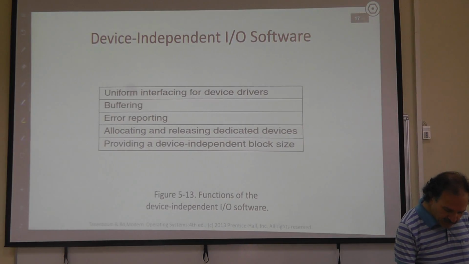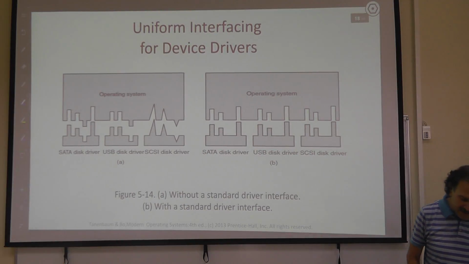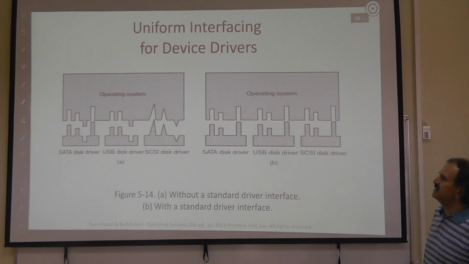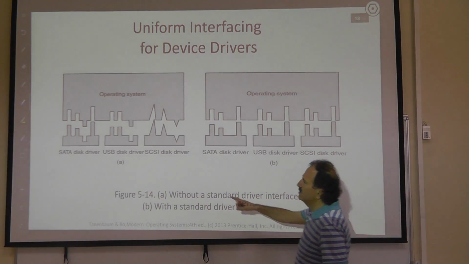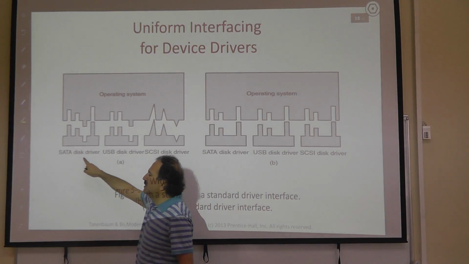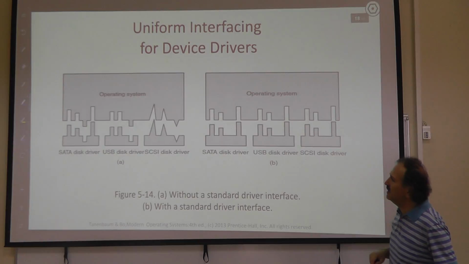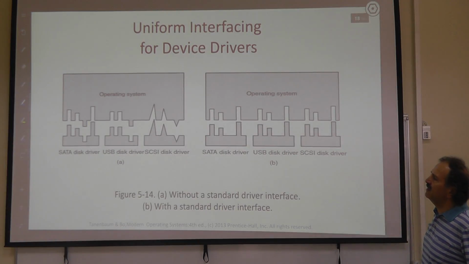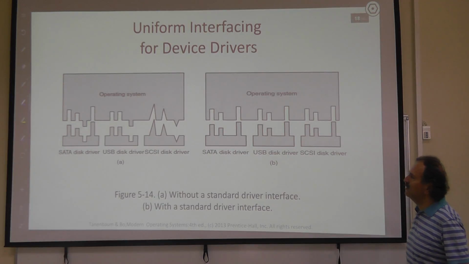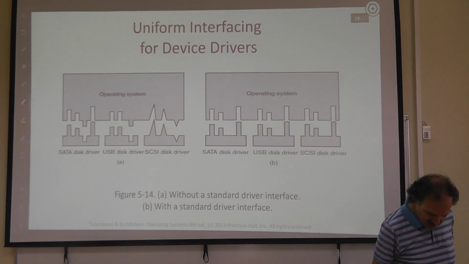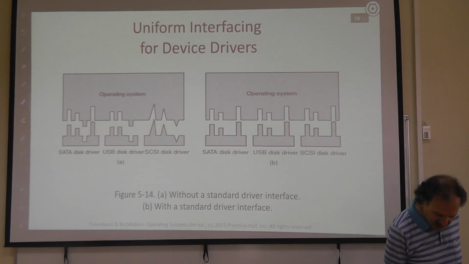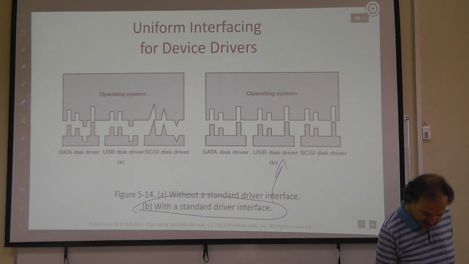Okay? Uniform interfacing for the device drivers. If the operating system has this kind of a structure, these are the device drivers: SCSI driver, USB disk driver, SATA disk driver. If they have this kind of structure, then obviously you need to write different code to interface with the different device drivers. But if the interfaces are standardized, then writing code for different block devices might be easier. So with a standard device driver, this picture, this is what we prefer.